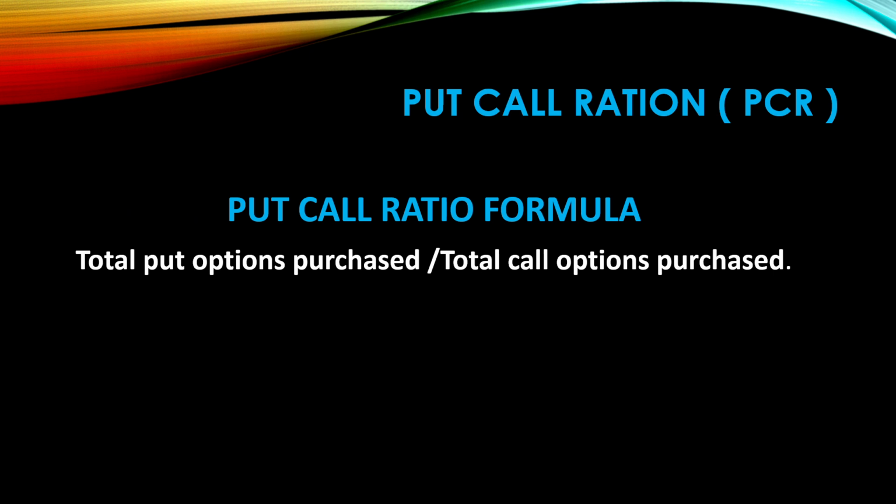What is the formula for finding the put call ratio? You take total put options purchased divided by total call options purchased. You have already seen what the put and call contracts are, and what the total put options purchased and total call options purchased are. You saw it in the previous slide, where I showed the NSE website open interest data.